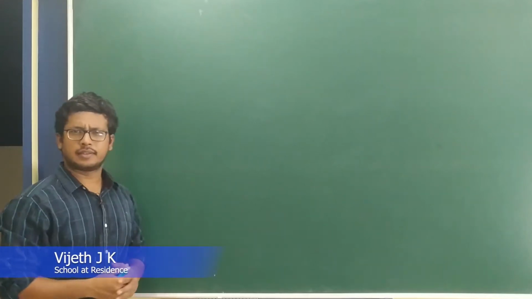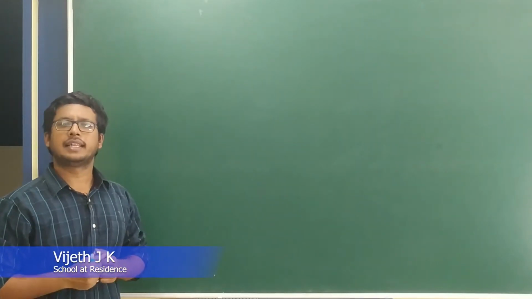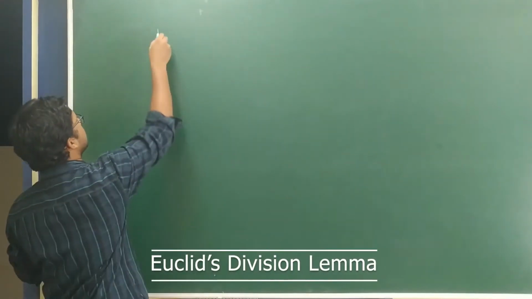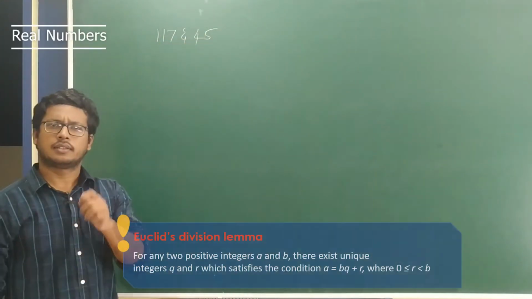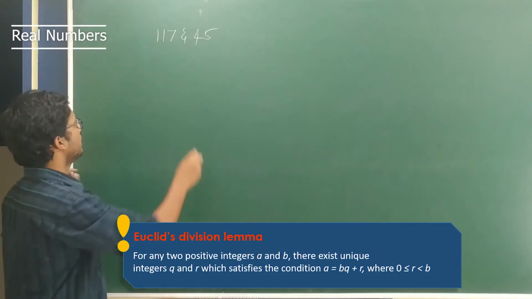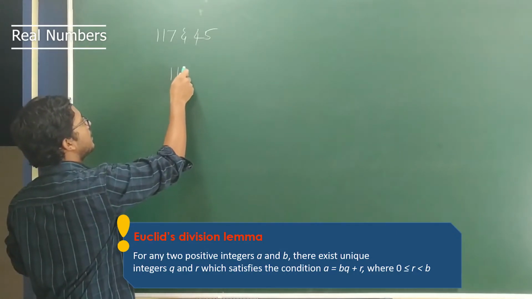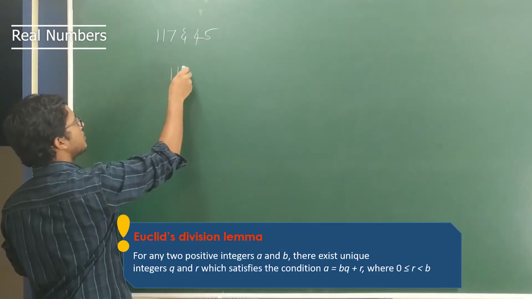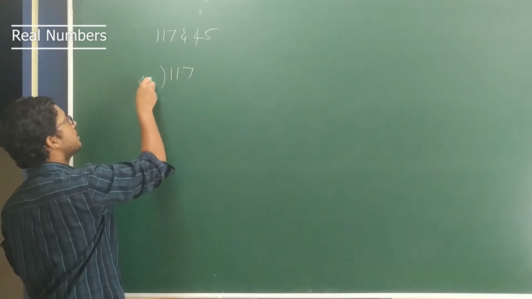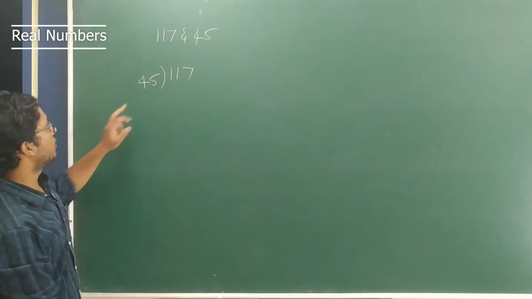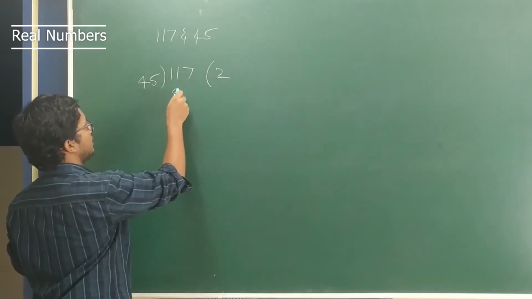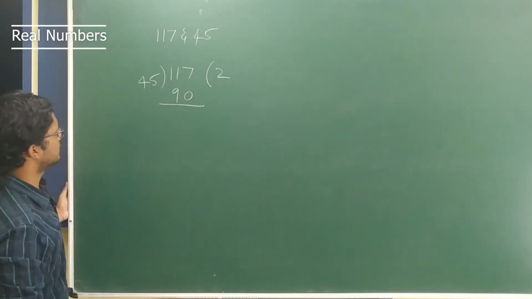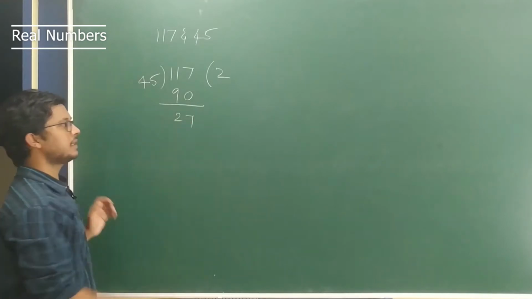In this video, we'll take one more example of finding the HCF of, let's say, 117 and 45 using Euclid's division lemma. Okay, so let's try this one. Now we have to express 117 in terms of 45. So you divide 117 by 45. So what will this be? 45 2s are 90. If you take 90, 27 is the remainder.